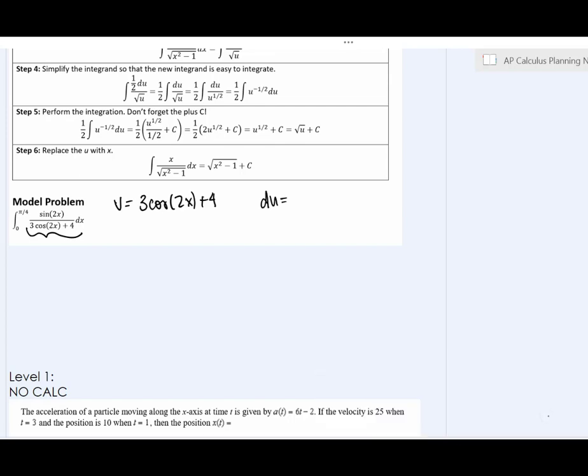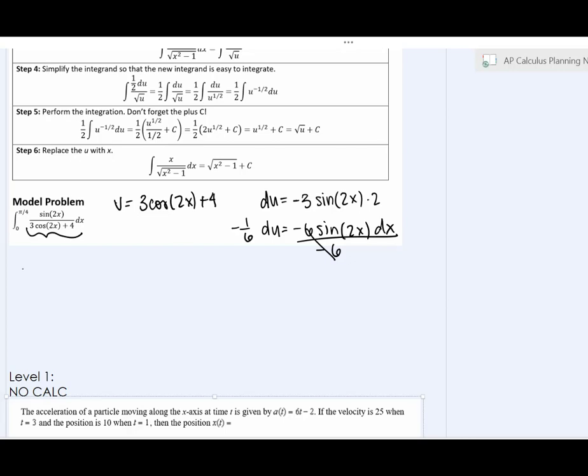When I take that derivative, I get negative 3 sine of 2x times 2. And remember, the derivative of 4 is nothing, so du equals negative 6 sine of 2x dx. Now remember, the whole idea is that we're replacing as much as we can. We don't have negative 6 sine of 2x dx; we have sine of 2x dx. So I'm going to divide by negative 6, or do a negative 1/6. Same thing, right? So that is equivalent to sine of 2x dx.